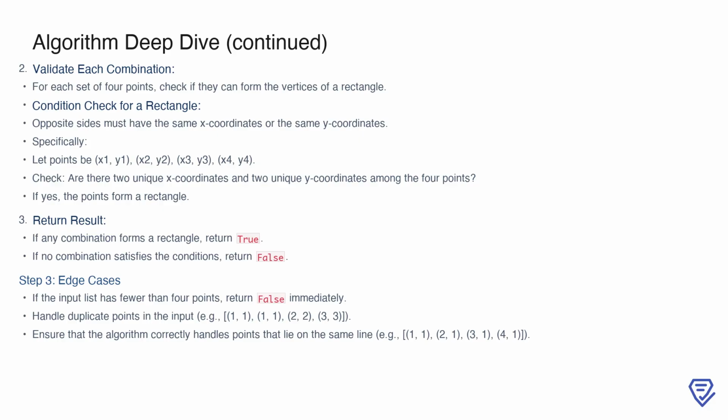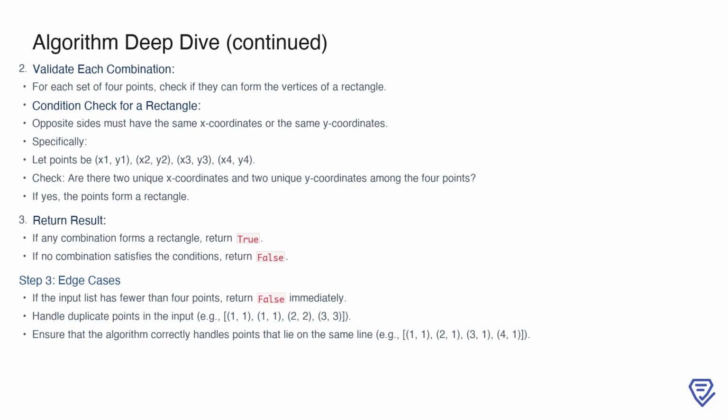Specifically, a rectangle must have 2 unique x-coordinates and 2 unique y-coordinates among its vertices. For example, given points (x1, y1), (x2, y2), (x3, y3), and (x4, y4), we verify whether the x-coordinates form 2 distinct pairs and the y-coordinates form 2 distinct pairs. If this condition is satisfied, then the 4 points form a valid rectangle. If any combination of points meets these criteria, we can immediately return true. Otherwise, if no such combination exists, we return false.